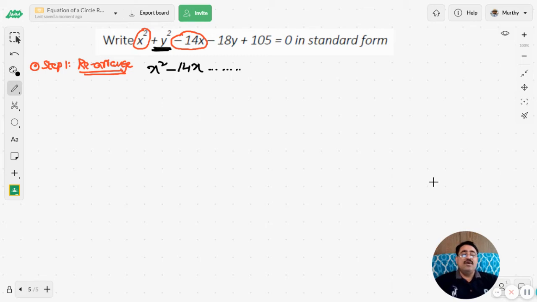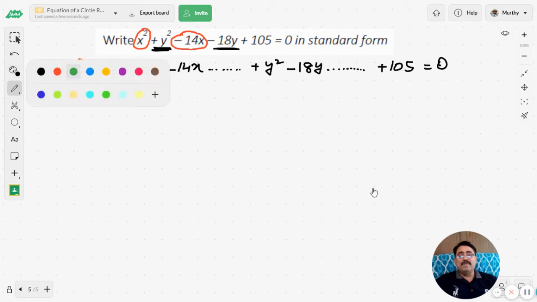I see y square, then minus 18y. As I mentioned before, leave sufficient gap, plus 105 equals to 0. I want you to be attentive because this one is slightly different. I don't say difficult, but you have to be a little careful.